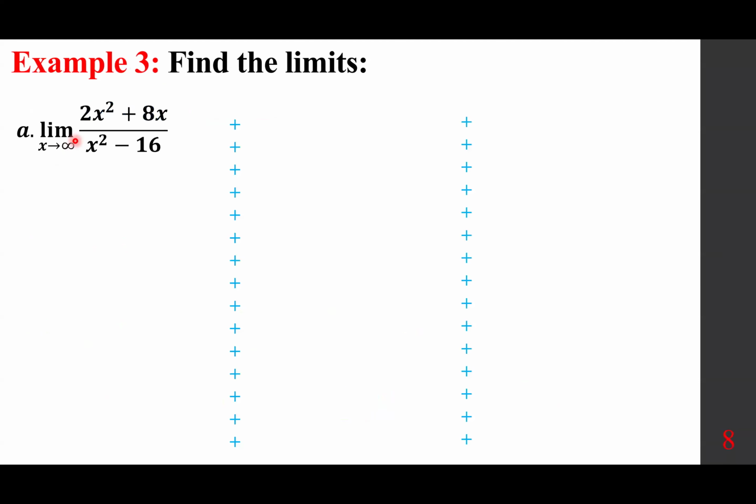For example, the limit of 2x squared plus 8x over x squared minus 16 as x approaches infinity. If you plug in, you do get infinity over infinity. However, the technique is you divide by the highest degree term in the denominator, which is x squared. So if I divide everything by x squared, this becomes 2, this becomes 1, this becomes plus 8 over x, this becomes minus 16 over x squared. Since x goes to infinity, these two go to 0. You get 2 over 1, which is 2.